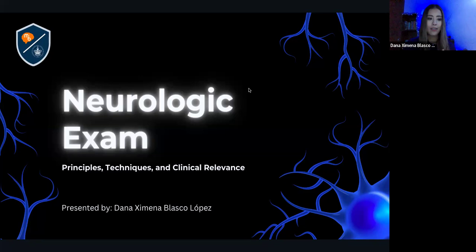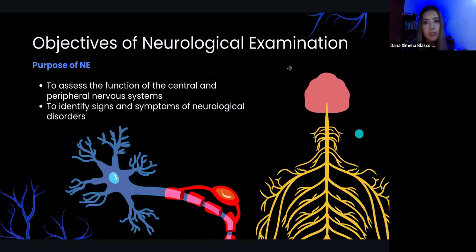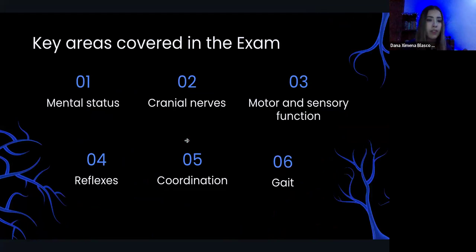Okay. So today's topic is neurological exam. And to begin with our topic properly, objectives of neurological examination. The main purpose of a neurological examination is to assess the function of central and peripheral nervous systems and to then identify signs and symptoms of neurological disorders. That's somehow like a general perspective.